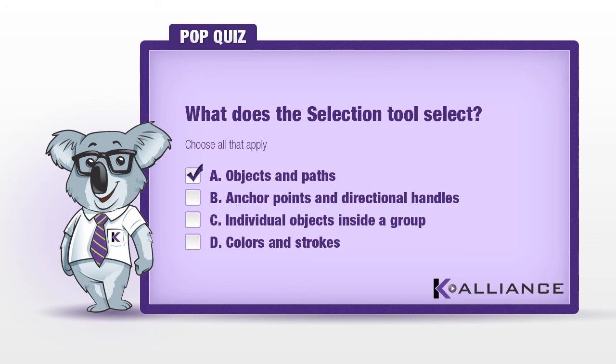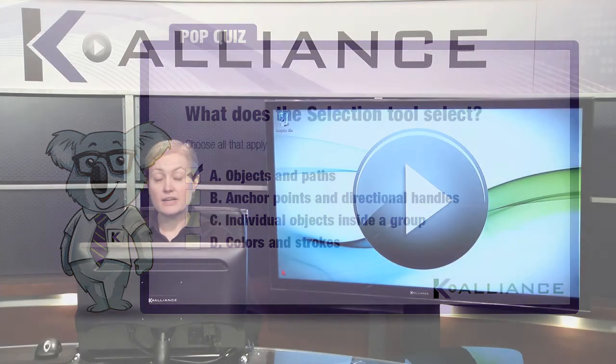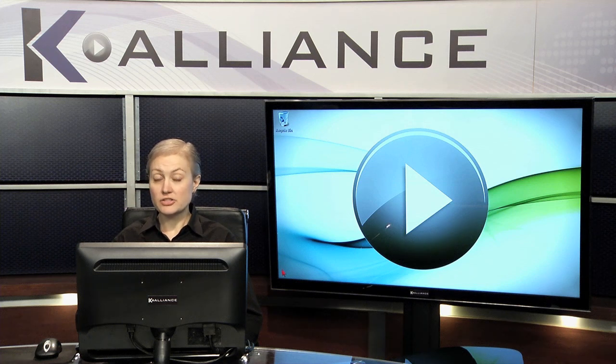The answer is A. The selection tool allows you to select objects and paths, while the direct selection allows you to select anchor points and curves, and the group selection allows you to select grouped objects and paths. So those are some options you have.